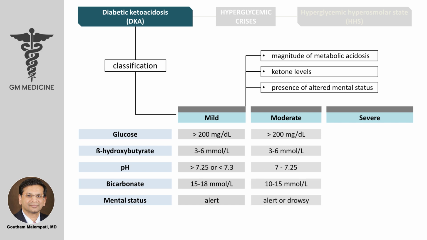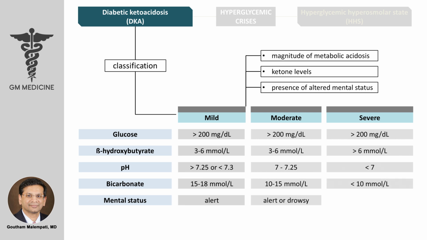Severe diabetic ketoacidosis is defined as glucose greater than 200 milligrams per deciliter, beta hydroxybutyrate greater than 6 millimoles per liter, pH of less than 7, serum bicarbonate less than 10 millimoles per liter, and they usually have change in mental status in the form of stupor or coma.